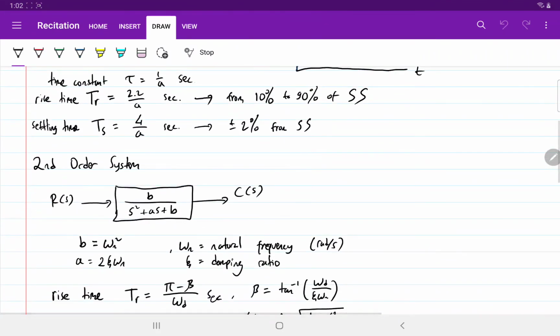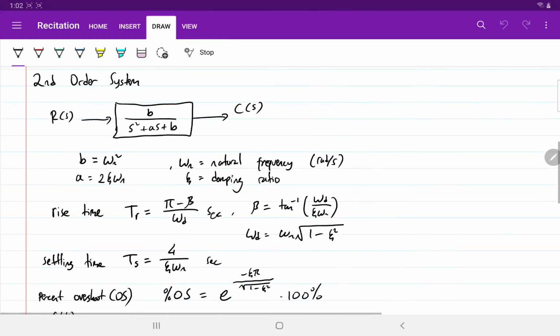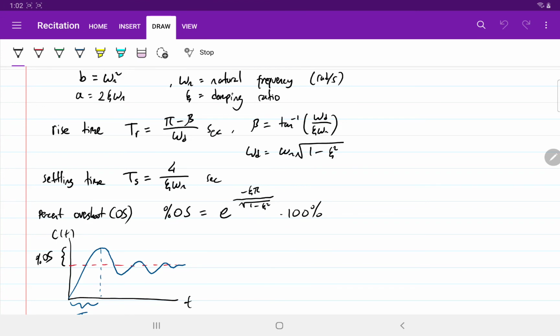In contrast to the first order system, for second order system we have a more complex response. For example, for underdamped system, the system will oscillate first before it reaches its steady state value. The system will start from 0, assuming 0 initial condition, and it will rise high above the steady state value, but it will go down and oscillate, and then it will settle to its steady state value. And the value over the steady state value, we refer to as overshoot.